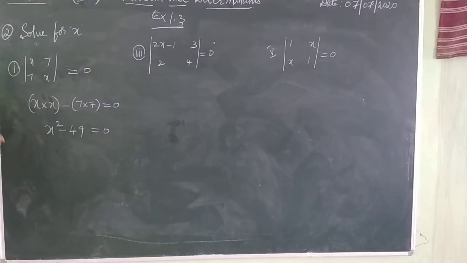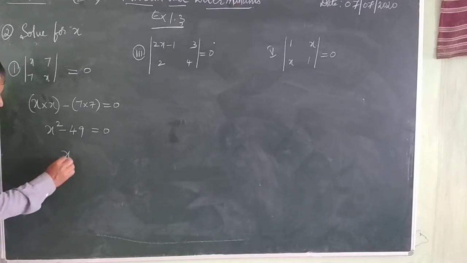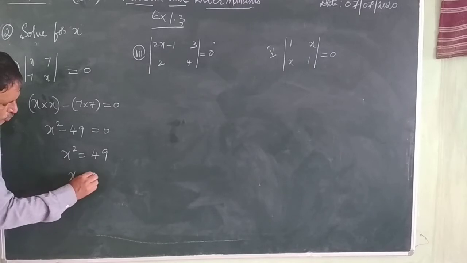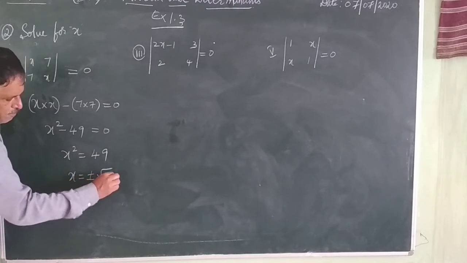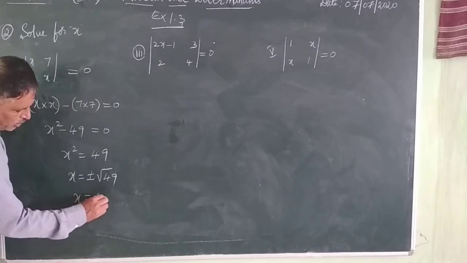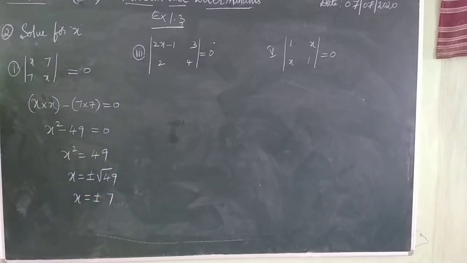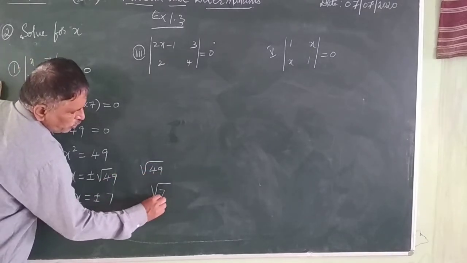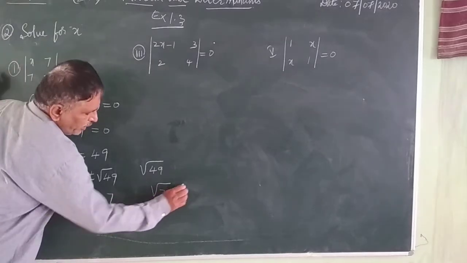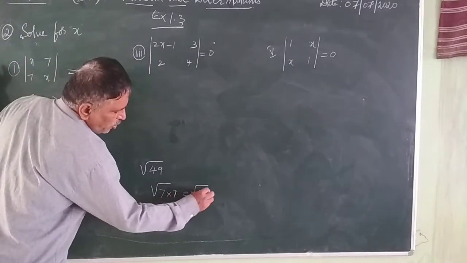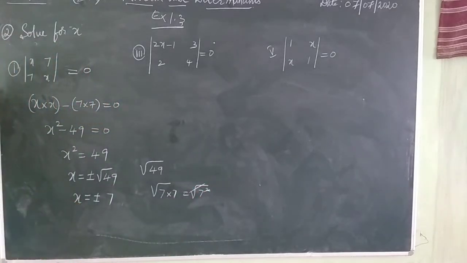Write the variable on one side, constant on the other side. So x square is equal to 49. Or I can write x is equal to plus or minus root 49. I hope you know how to write this. Root 49 can be taken as root of 7 square, because 49 is nothing but 7 into 7. So 7 into 7 is 7 whole square. Root and square will get cancelled. You will get 7. That is the first value.